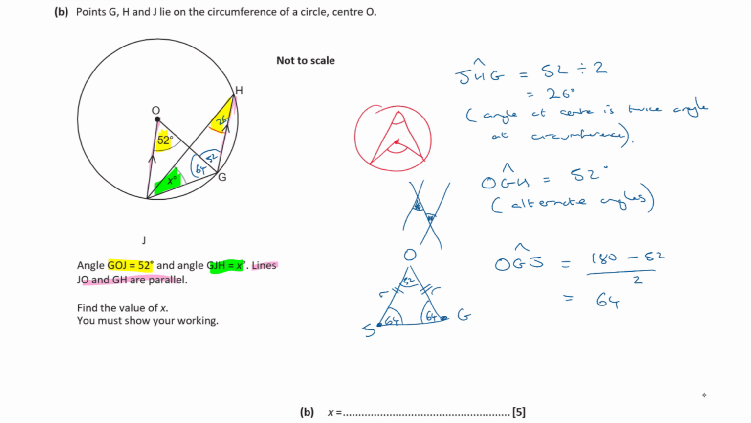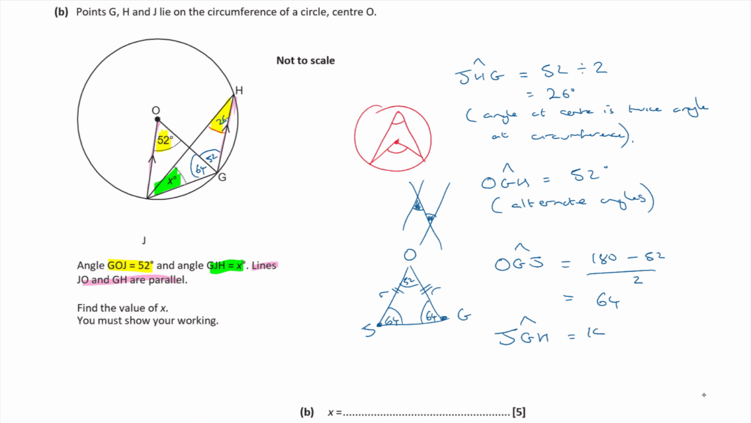Okay, so now I can work out the angle that I'm looking for. Now I can work out GJH. I can just use the angles in the triangle. So then JGH, I'm going to use angles that add up to 180.